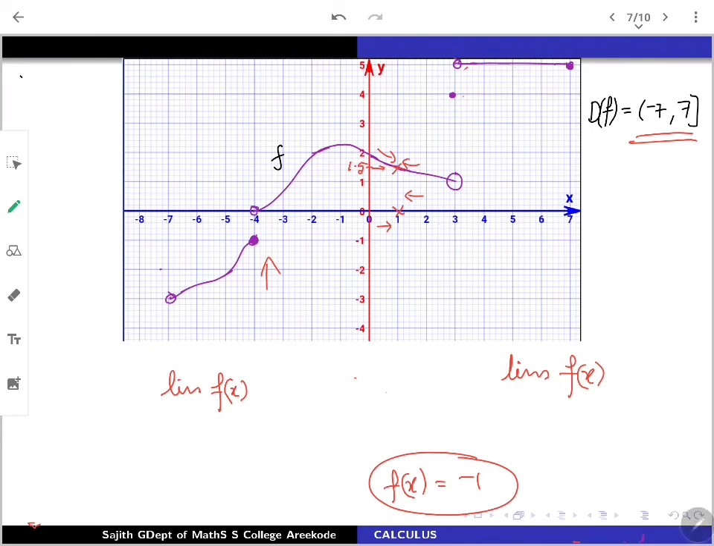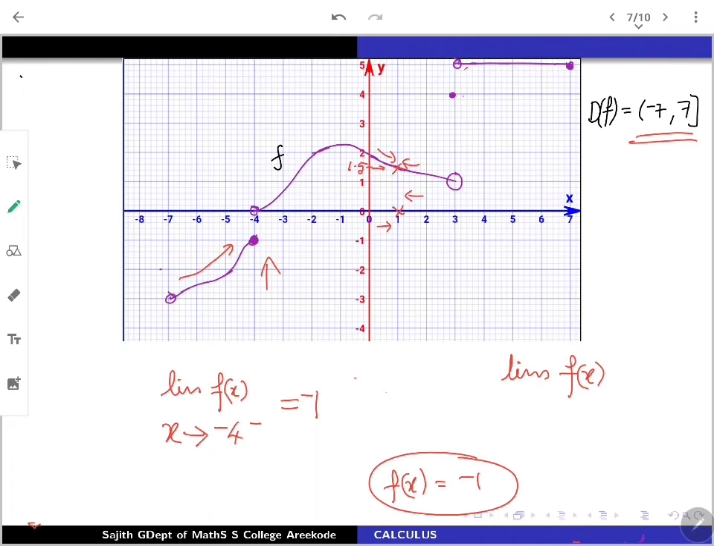Now the limit of f of x as x is nearing minus 4, but from the left side. If you look at the graph, the flow is like this, and you will be reaching minus 1. You are approaching minus 1 very closely. So the limit of f of x as x tends to minus 4 from the left is minus 1.